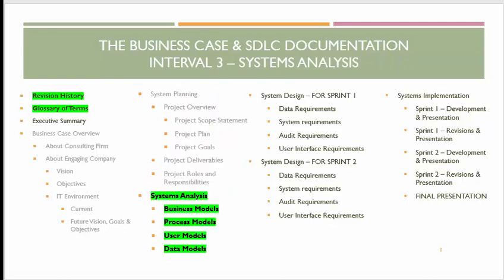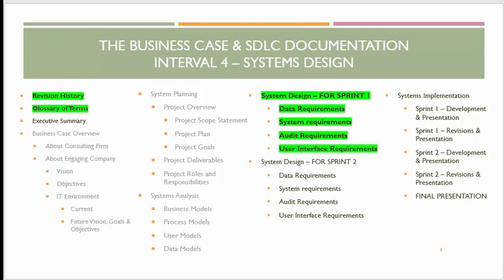Interval 3 starts in course module 4. You'll be asked to complete again the items highlighted in green, which is covering the systems analysis portion of this project, where you will be conducting analysis and documenting that information that you find on the systems, which includes the development and documentation of business models, process models, user models, or data models.